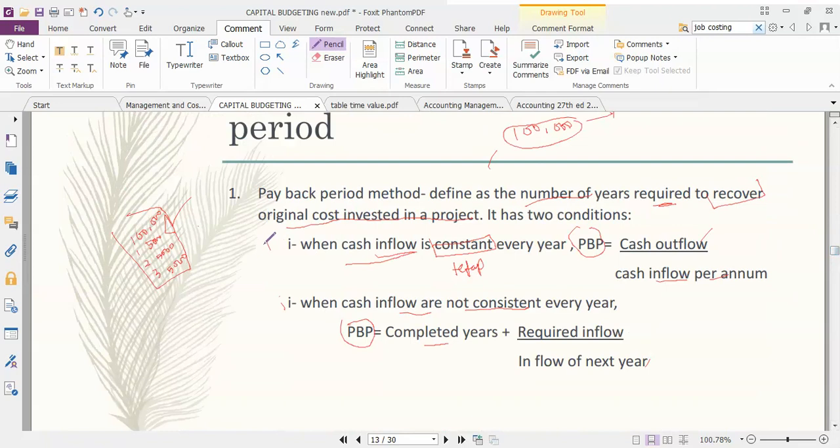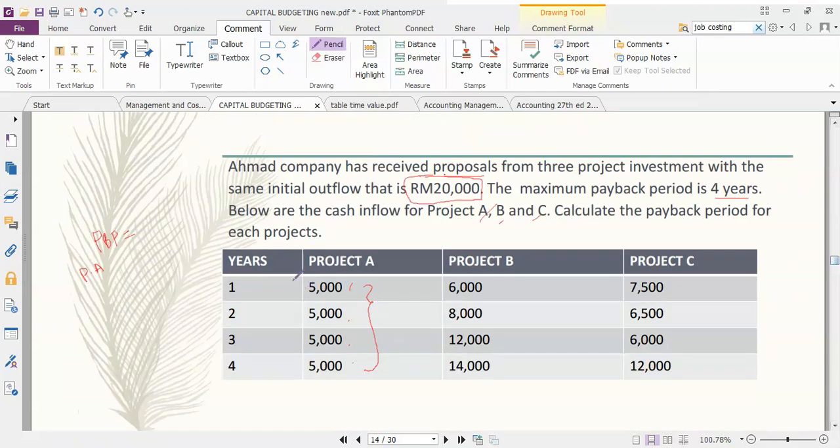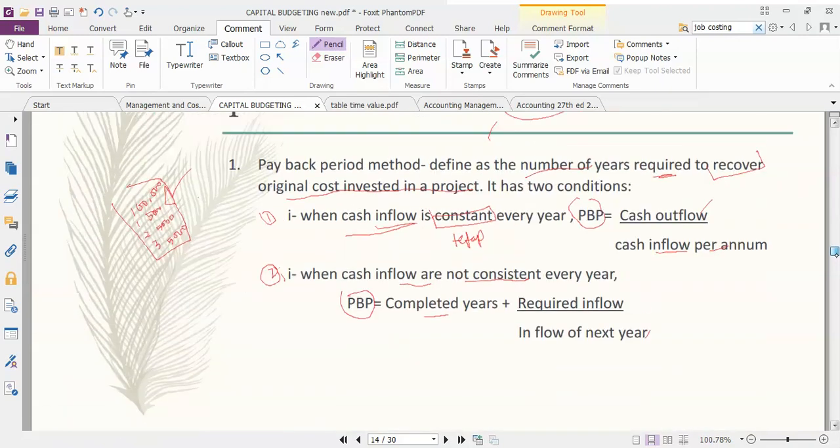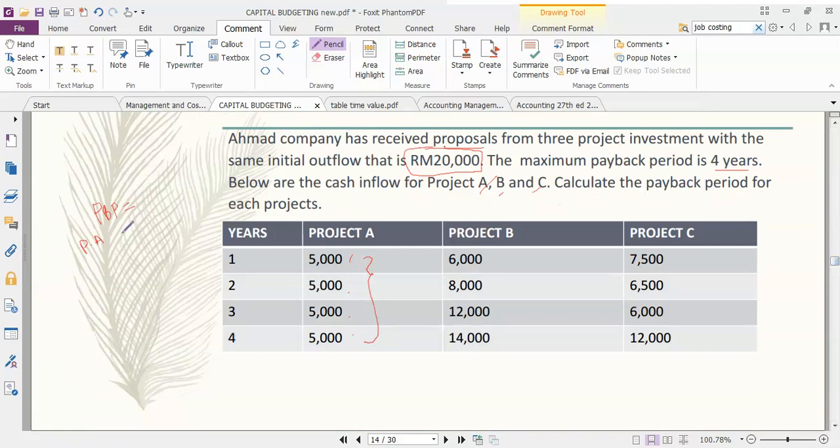Guna condition yang mana? Yang first ke guna condition yang kedua? Tengok dia punya inflow dia constant. Project A kita akan guna yang first sekali, betul tak? Yang first tu cash outflow bahagi dengan cash inflow per annum. So, macam mana? Cash outflow dia berapa untuk Project A? Okay, very good. 20,000. So, cash inflow dia every year consistent, berapa?